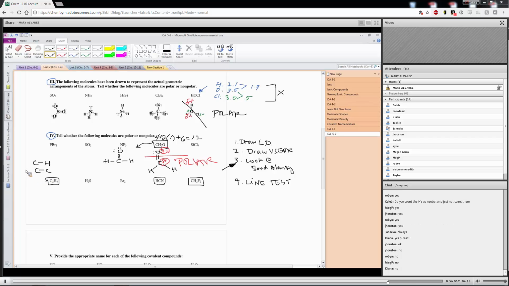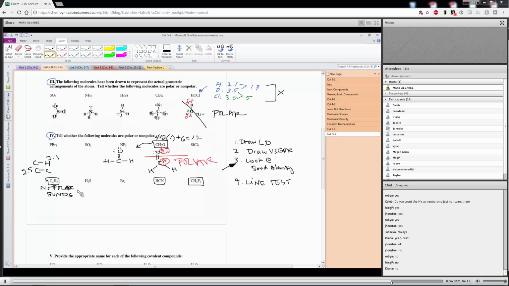Nope, nope, nope. Carbon is 2.5. If it's bound with itself, it's obviously not going to be polar. Hydrogen's 2.1. That difference is not great enough. I have no polar bonds in this molecule. Therefore, I don't even have to draw it because I know I won't be a polar molecule. And that saved me a little bit of time. Can't do that all the time, but you can sometimes get away with that.